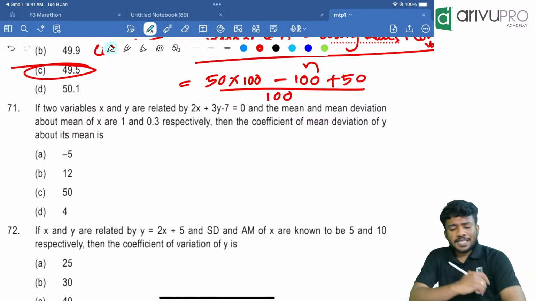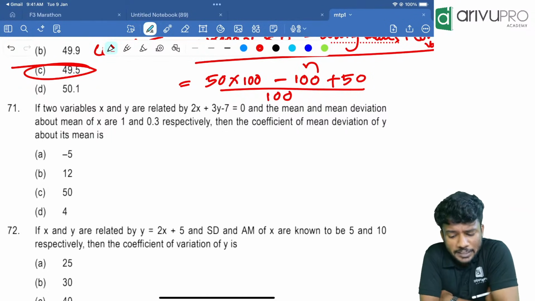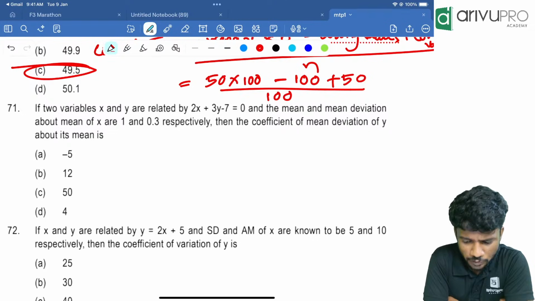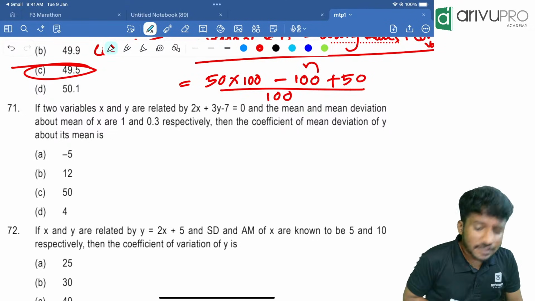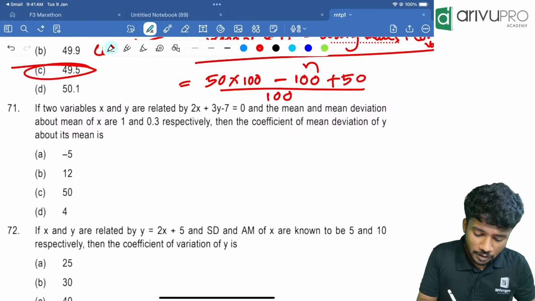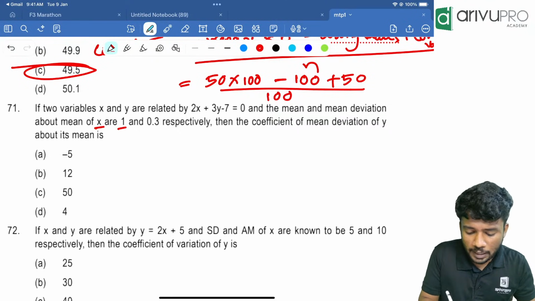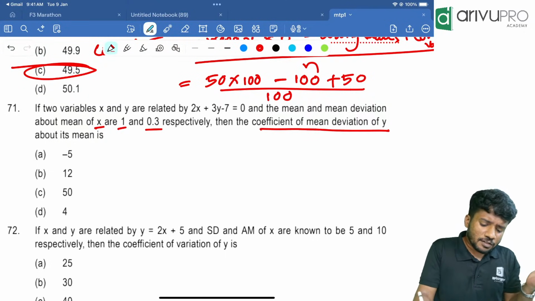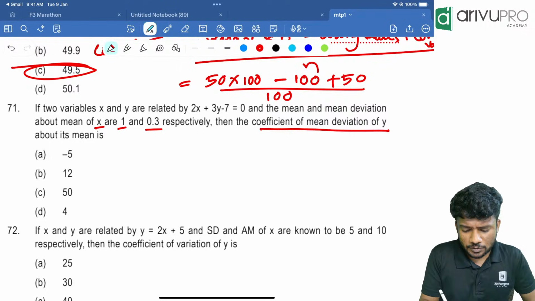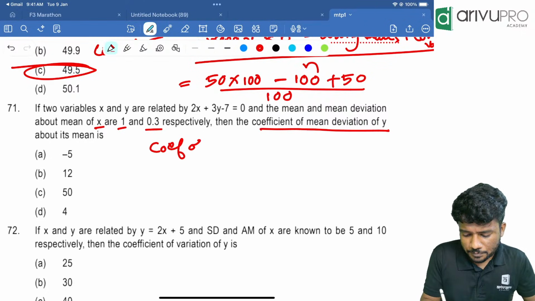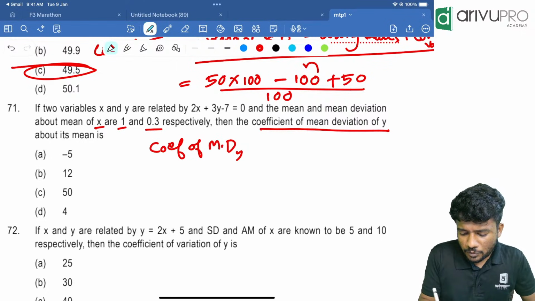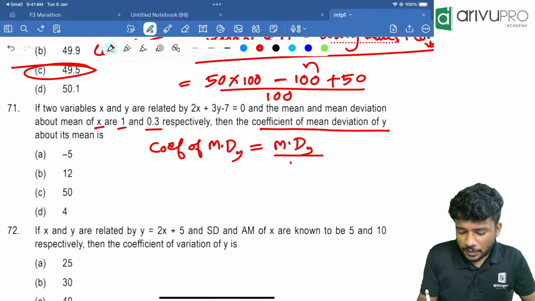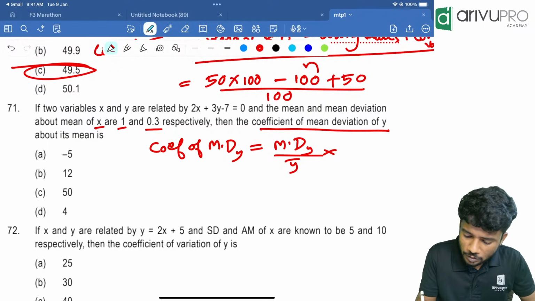If two variables x and y are related by 2x plus 3y minus 7 is equal to 0, and the mean and standard deviation of x is equal to 1 and 0.3 respectively, then the coefficient of mean deviation of y about its mean. So coefficient of mean deviation about y is nothing but what? The mean deviation of y divided by y bar into 100.